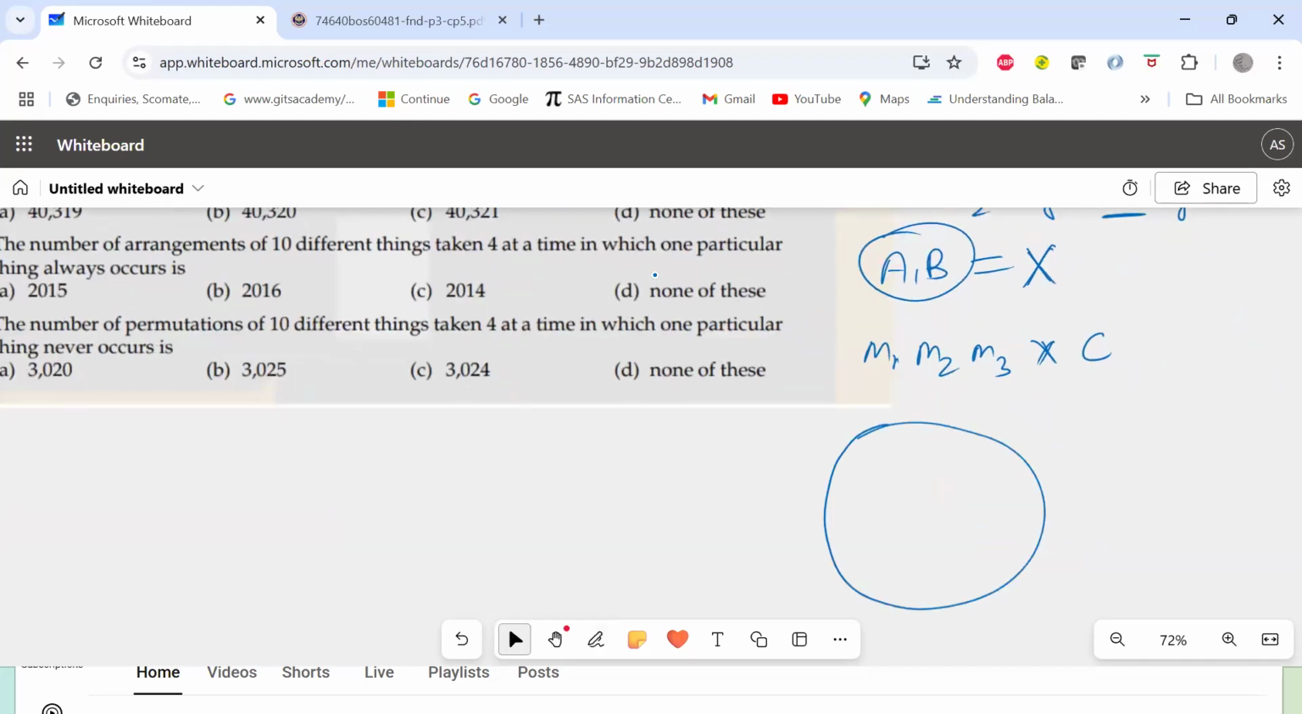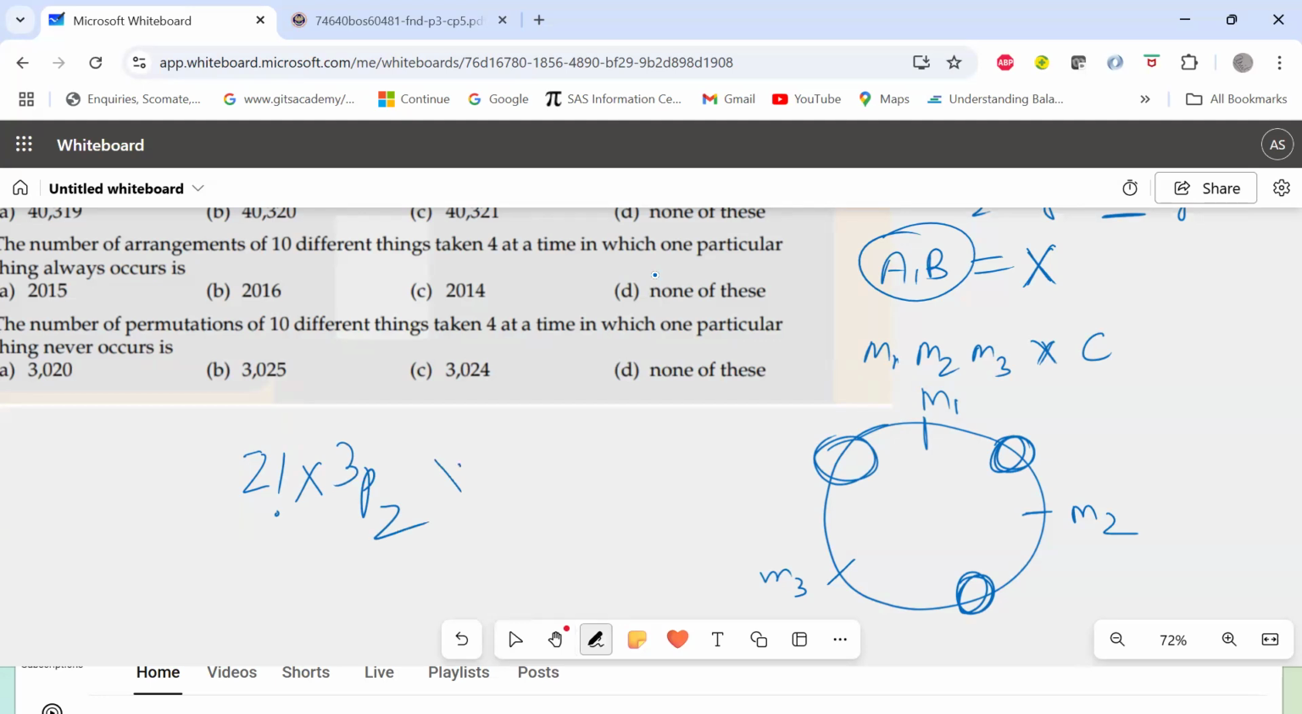So let's first make the males sit: M1, M2, and M3. The 3 males in a circle will sit in 2 factorial ways. Now we have places for X and C to sit. They can sit in any of these 3 places. If X and C choose any of the 3 places, they would not be together.